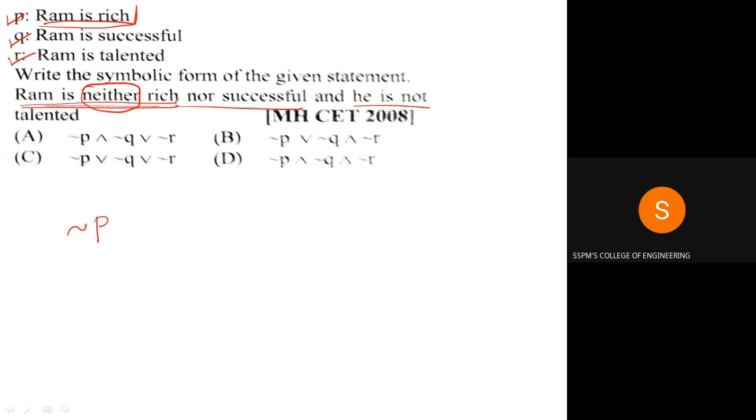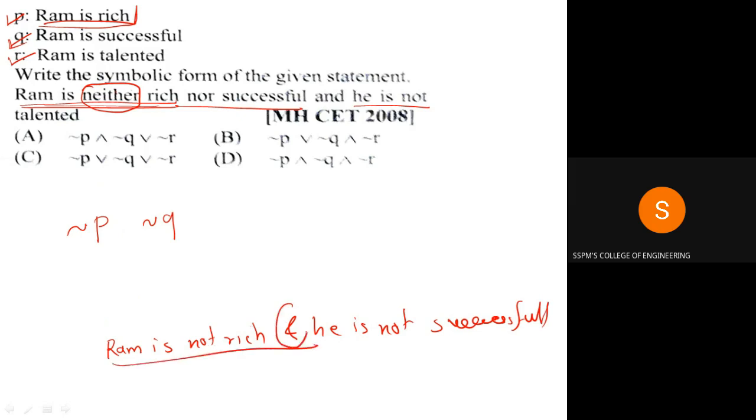Now also what is said? He is not successful. So what is the statement for successful? It's Q. Ram is successful. We will use negation of Q. But what operator should we use here? Ram is neither rich nor successful. If we simplify this sentence, it says that Ram is not rich and he is not successful. This is the simple way to put this statement.